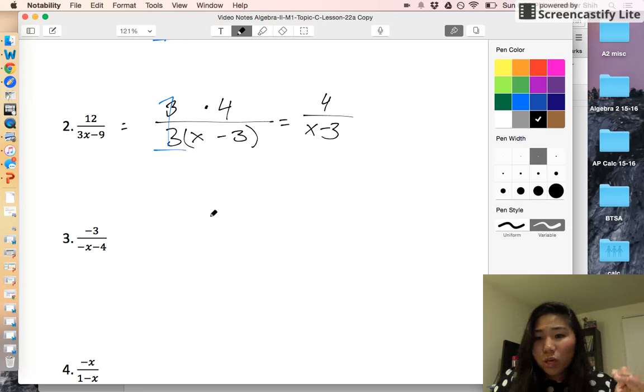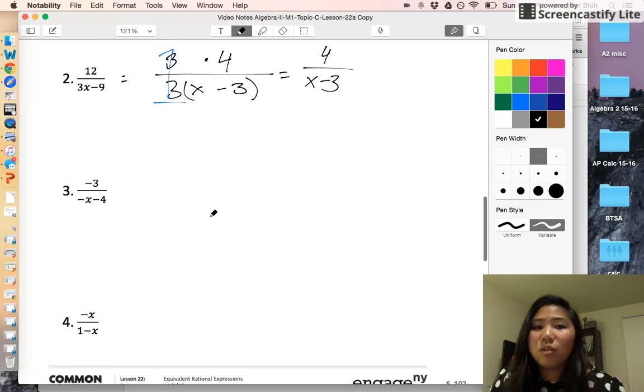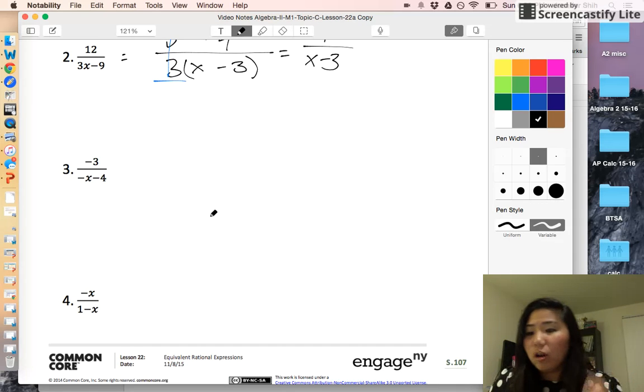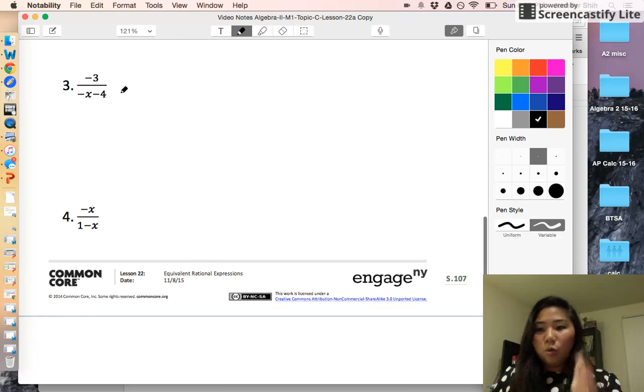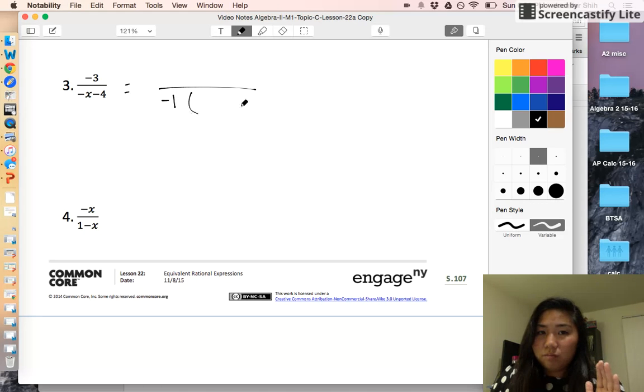If negative ones are where you get stuck or you have a lot of your errors come up, this is where you can make a little caution sign and come into office hours to ask about negative factors. So I'm going to take a look at negative 3 over negative x minus 4. I'm going to take a look at the denominator first. The largest common factor in the denominator is probably negative 1. And by probably, I mean it's negative 1.